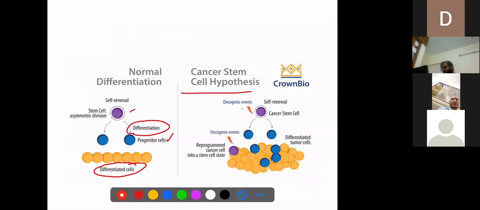So oncogenic events occur. This is a cancer stem cell. It produces progenitor cells and it produces different differentiated cells. These are all differentiated cells, and these are all progenitor cells. But a reprogrammed cancer cell, one of the cancer cells, may be reprogrammed to a cancer stem cell state. So conventional therapies will destroy all these cells. Once this cell is left out, tumor recurrence is going to occur.